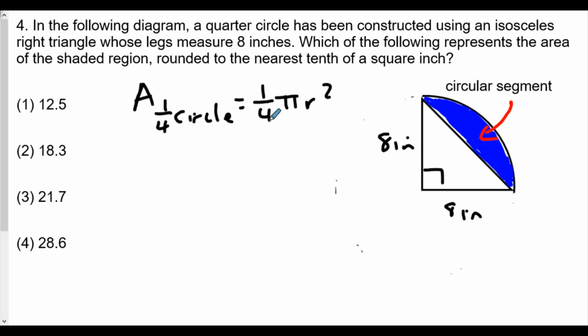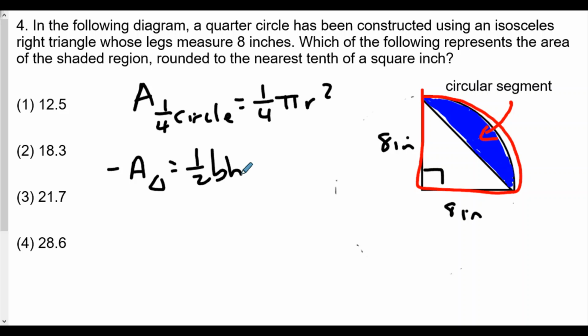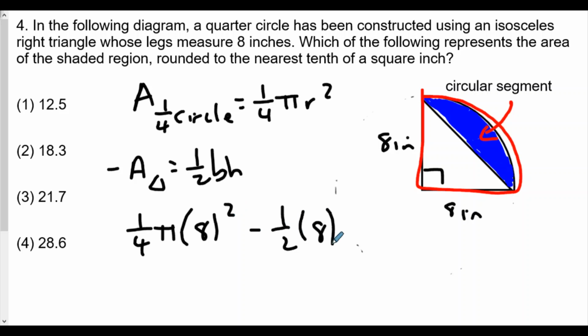So our whole section, if you will, will basically be taking this entire area here. We'll find that area first. And then we're going to take away from that the area of the isosceles triangle, which is 1/2 base times height. And so we're going to do the following for the quarter circle. We're going to find, in this case, 1/4 times pi times 8 squared, because that's the radius. Then we're going to subtract from it 1/2 times 8 times 8.